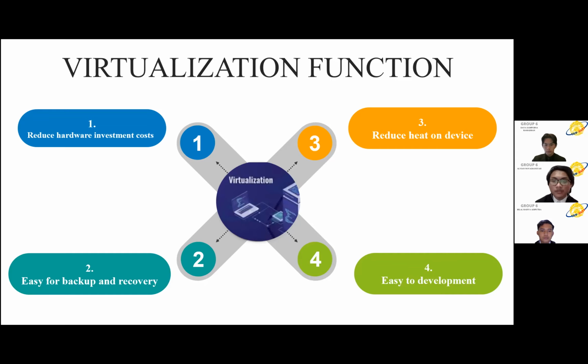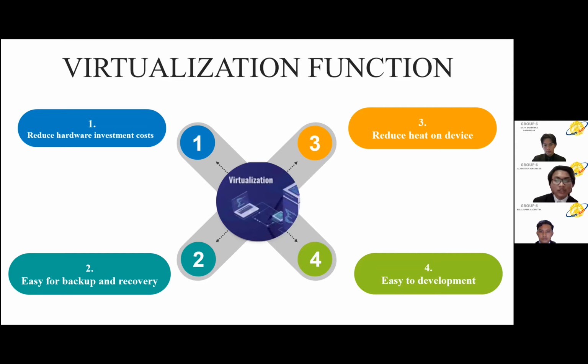Third is reducing the heat on devices. In the use of server technology, of course, there will be a need for air conditioning. In one server room, at least one air conditioner is needed, even if the server device is small and only one in number. But if there are many devices, you have to add more. Because you don't use physical servers, you don't need many air conditioners for maintenance.